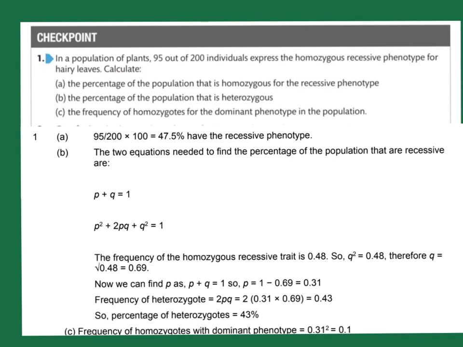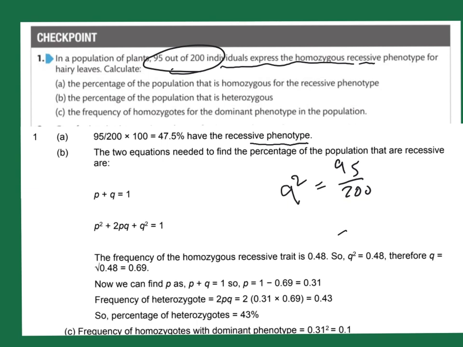So in order to find out the percentage of the recessive phenotype, remember that this value, 95 over 200, is the number of recessive individuals in the population. So this value represents q squared. Since he is asking about the percentage, just multiply this value by 100.